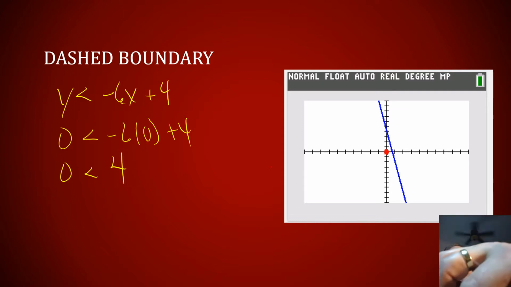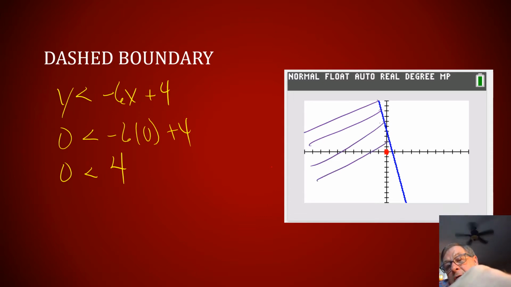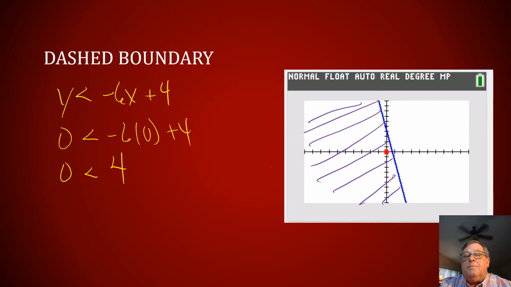And since that origin is on this side of the line, I'm going to shade towards my test point. And the shaded portion is my solution set. Now, my calculator graphed that as a line, where in reality, I need to know and understand that, if I've got it that way, that is a dashed line.